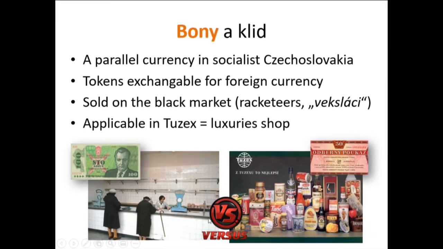The normal shops looked like this, there were not many goods, there were shortages because of socialism, which sometimes is not really working well. And then there were Tuzex shops. And in the Tuzex shops, and only in the Tuzex shops, you could buy foreign goods like milk, chocolate, denim jeans, Coca-Cola, or I don't know, Scotch. In normal shops, you could not buy Western goods.